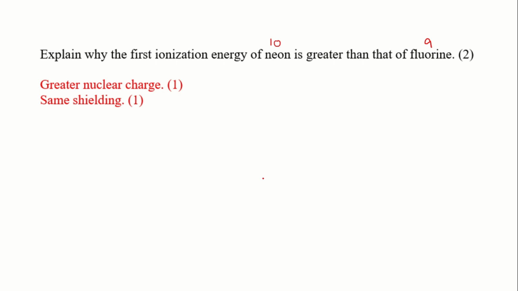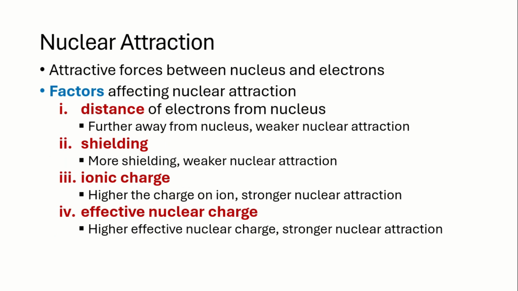But they both have the same shielding. That is why the first ionization energy of neon is greater than that of fluorine. When we are comparing the atoms of two different elements, we compare their nuclear charge because two different elements have different proton numbers.